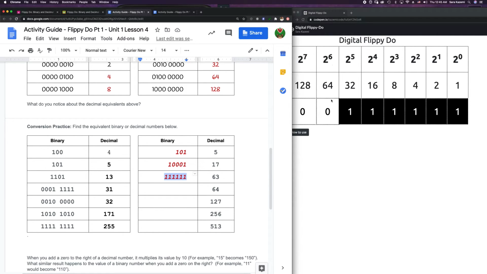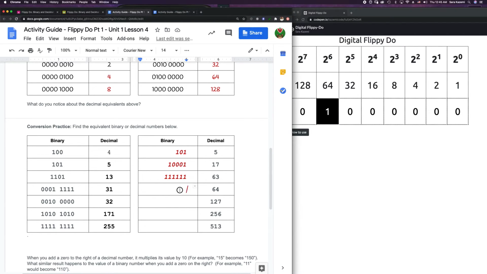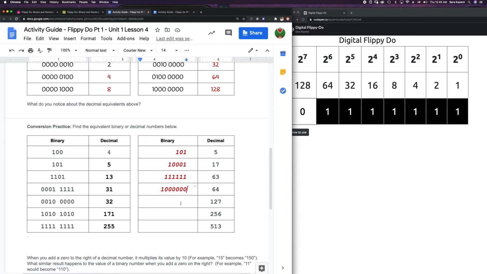All right, 64 is quite easy because that's one of our place values, so we'll go ahead and zero these out and turn on the 64-bit. So that's going to be 1 0 0 0 0 0 0. For 127, we're going to use that same trick. So we have 128, and 127 is 1 less than 128, so I'm just going to activate all of these smaller place values. So that's going to be 1 1 1 1 1 1 1.